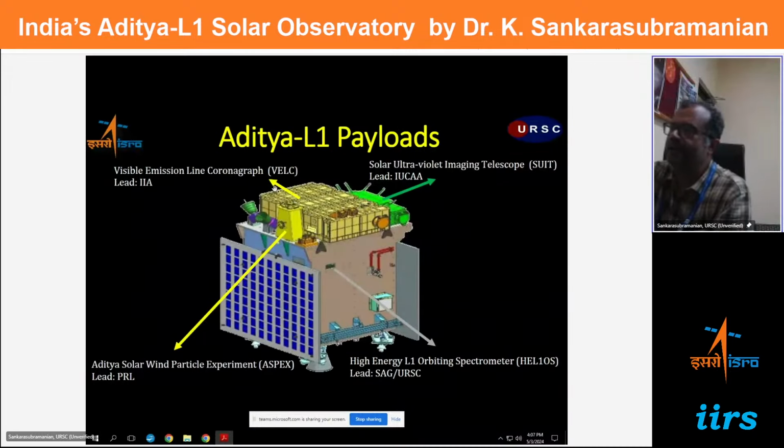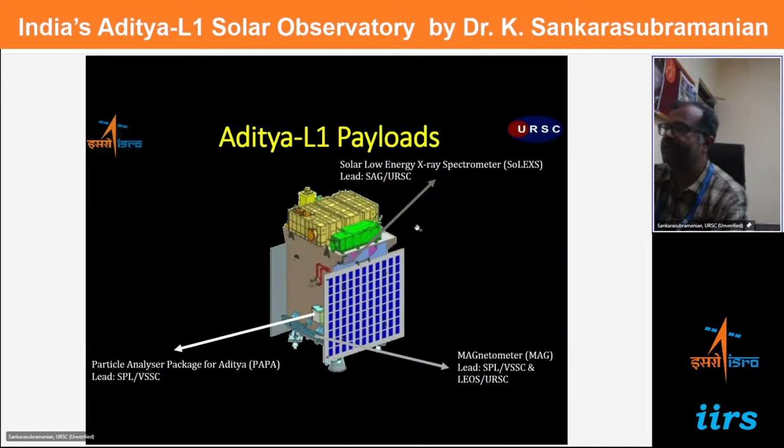So at the top of the deck is the coronagraph, and on the side, the green point is the ultraviolet imaging telescope. So these two look at the solar surface and atmosphere, and the high energy L1 orbiting spectrometer is sitting below these packages inside the intermediate deck, which will look at the sun as a star in hard X-ray photons. And this mobile tower contains the Aditya Solar wind Particle Experiment, which looks at the protons and the heavier ions from the sun.